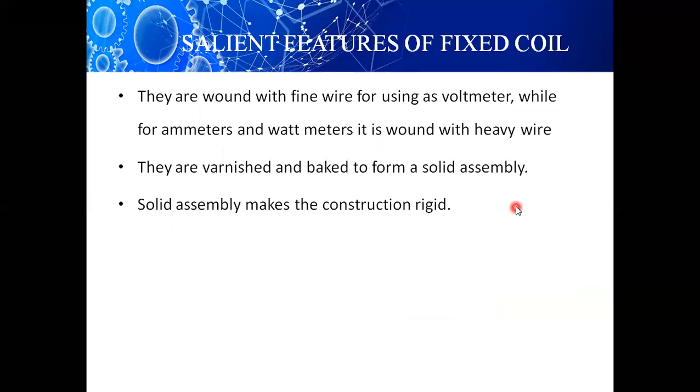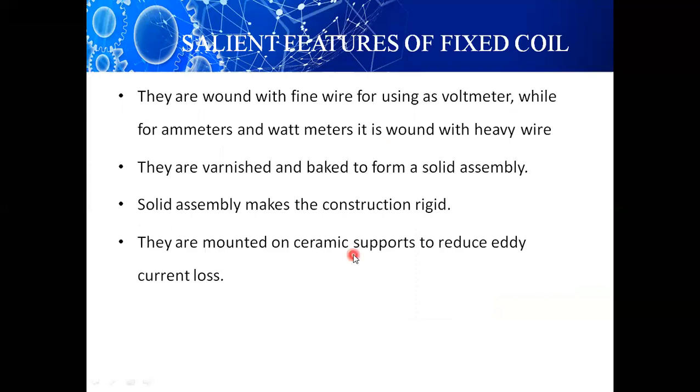So even if you move the meter or handle it improperly, no wire comes out of the coil. They are mounted on ceramic supports to reduce eddy current loss. If they were mounted on a conducting material, we would have eddy current losses in the core. Hence, in dynamometer type measuring instruments, they are mounted on ceramic supports in order to reduce the eddy current loss.